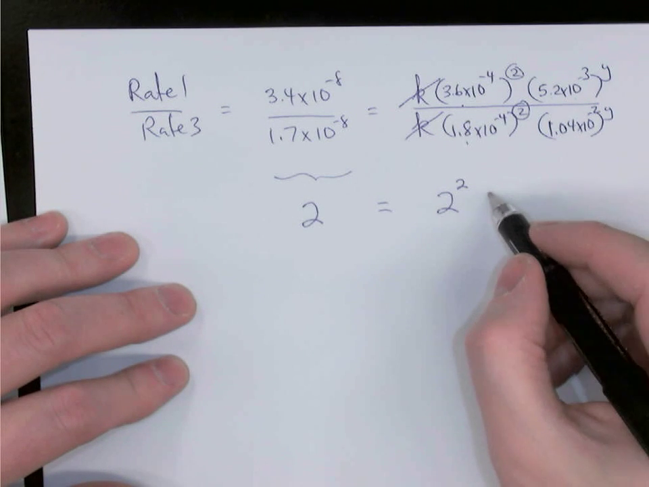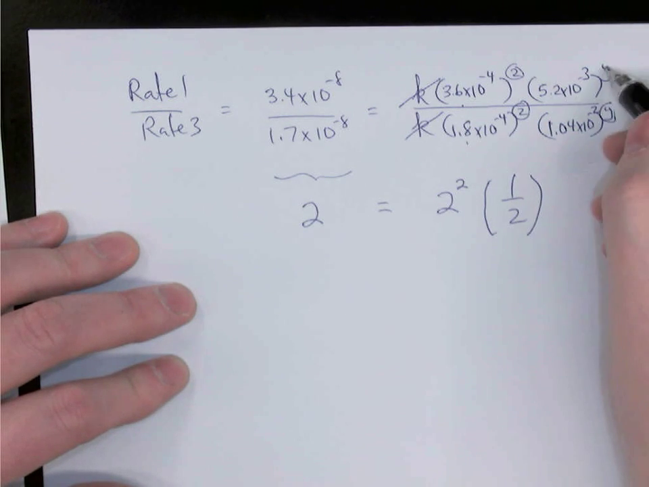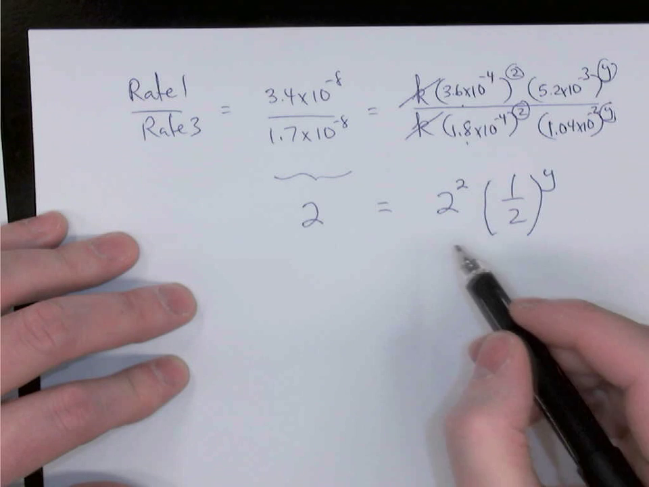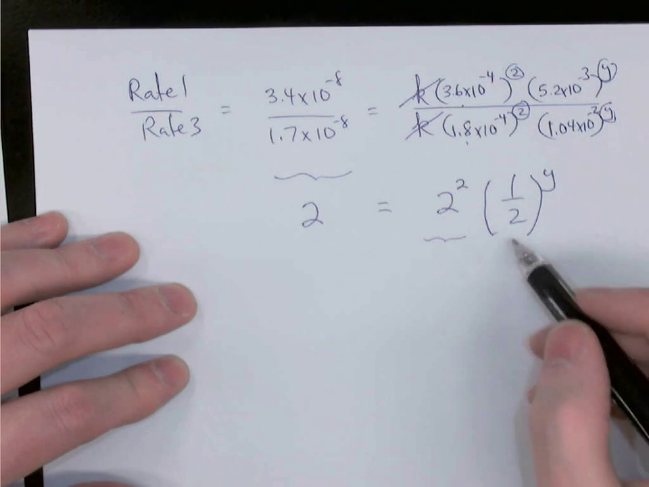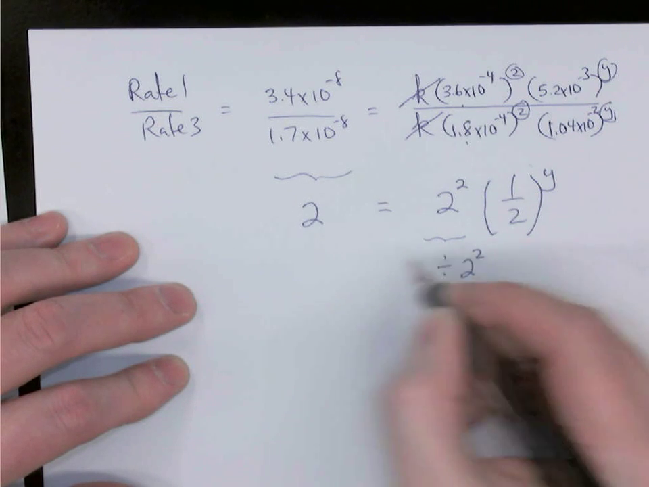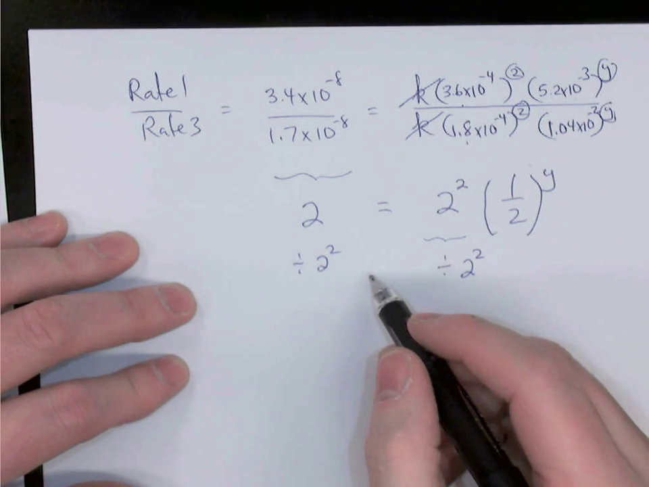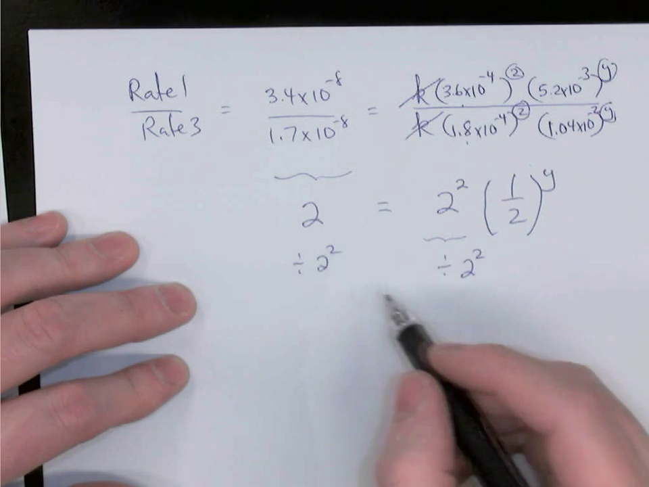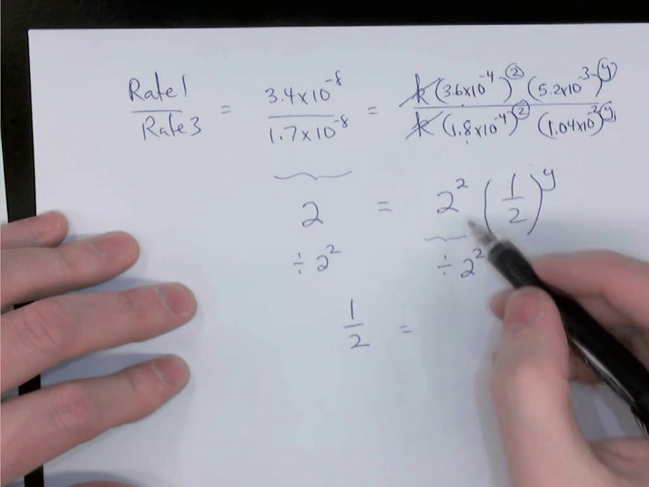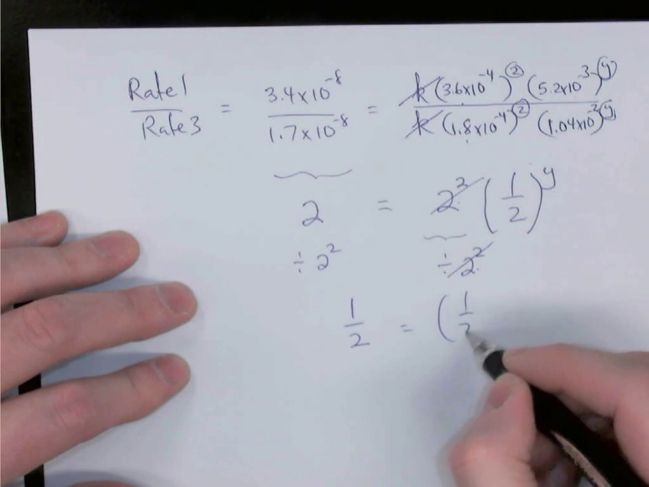But if I write that as a fraction, it would be 1/2, and it's raised to the power of y. You can see this is not quite as nice as before. But notice we have here 2 squared times 1/2 to the y. We can divide both sides by 2 squared to move it away from the right-hand side. 2 squared is 4. So 2 divided by 2 squared, 2 divided by 4, is 1/2. And on the right, 2 squared divided by 2 squared cancels. And we're left with 1/2 to the power of y.